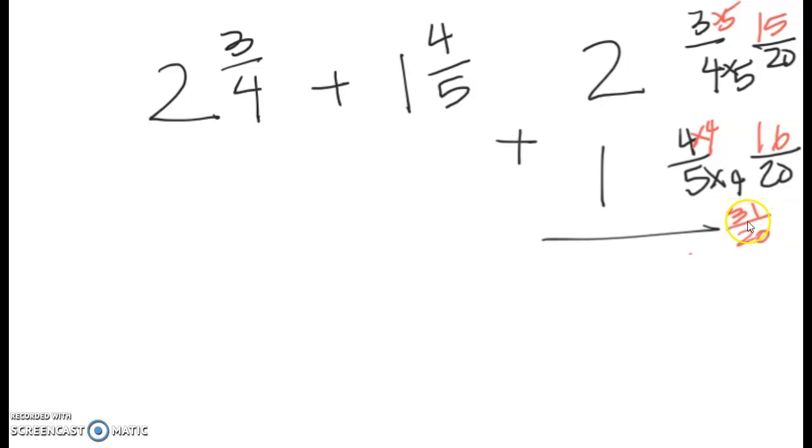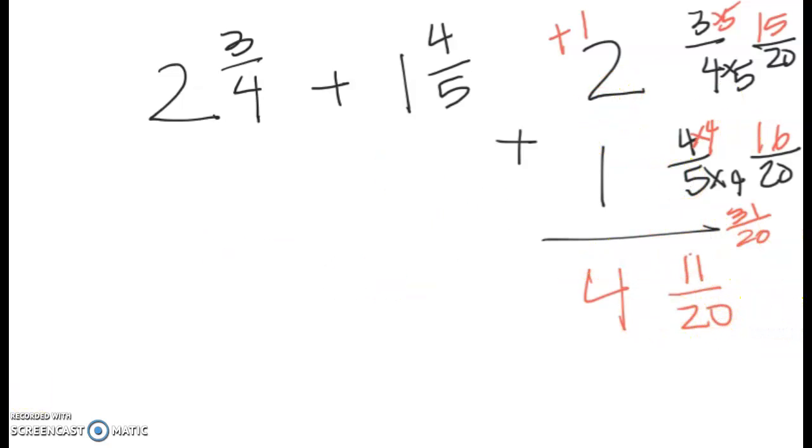Okay, you cannot leave 31 on top of 20. 31 is too big. So I have to make it a proper fraction, guys. So I'm going to take 20 out, which is a whole, and I'm going to add it here. And I have 11 left. 11/20. So here's my whole. So now I have 2, 3, and 4. My answer is 4 wholes and 11/20. Okay.